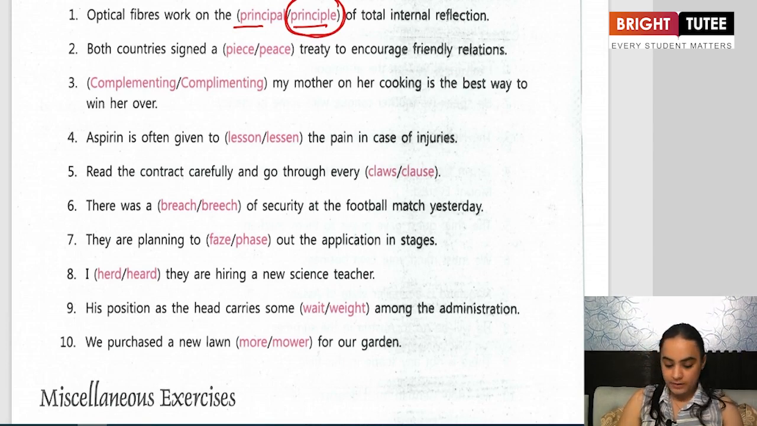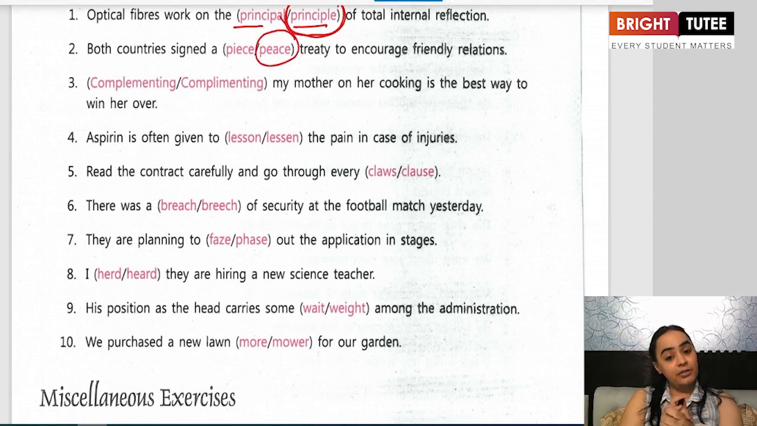Then the next one we have, both countries signed a dash treaty to encourage friendly relations. Treaty, a kind of an agreement. So peace, that means they are going to be together, united.